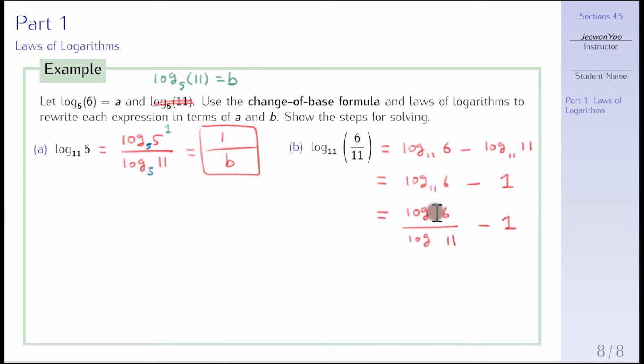Here, like we did before in the previous question, we're gonna choose base 5. Then the good news is that the numerator log base 5 of 6 is exactly the same as a, and then log base 5 of 11 over here is exactly the same as b. So the answer is basically a over b minus 1. And we have successfully changed this log expression in terms of a and b. Thank you very much. That's the end of the video.